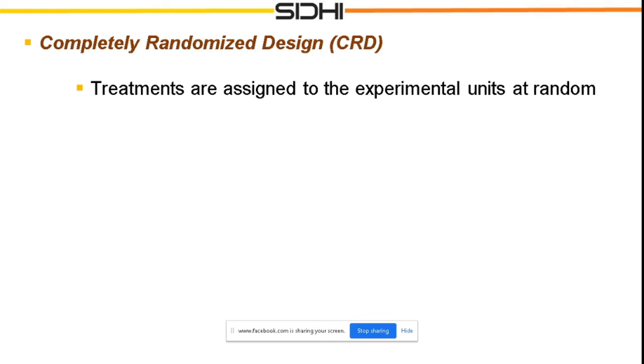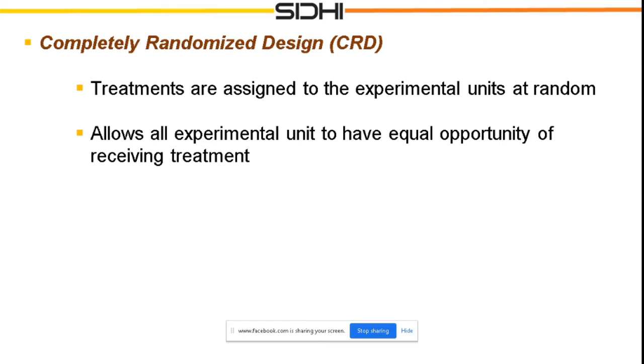Okay, so ibig sabihin, random or walang order na sinusunod yung pag-impose mo ng treatment sa experimental units mo. So if you would lay this down, for example, you have your treatment 1 replicate 1, then you have your treatment 3 replicate 3, followed by your treatment 2 replicate 4, something like that. It is so random, okay? And then it allows all experimental units to have an equal opportunity of receiving treatment. So ibig sabihin, lahat ng experimental unit mo makaka-receive ng treatment. Okay, not the same, of course, because you have different treatments, but all of them have an equal opportunity of receiving a treatment.